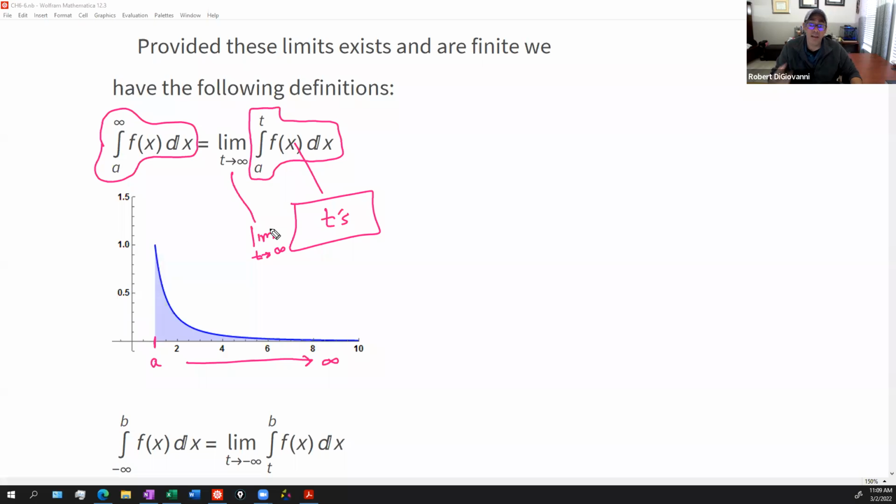Now, because limits are a little bit sensitive to certain situations, sometimes limits exist and sometimes limits don't exist. And if the limit does not exist, then we're going to say something. And if the limit does exist, you're going to get some numerical answer. So let me continue with the notes here.